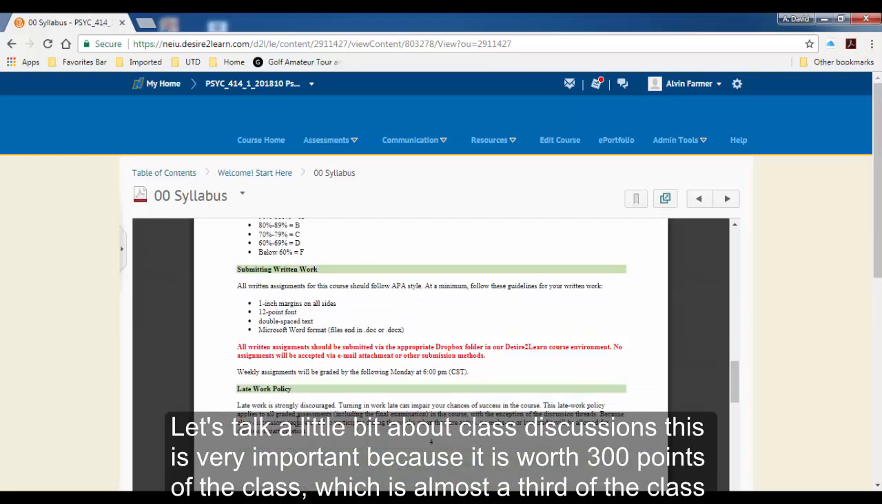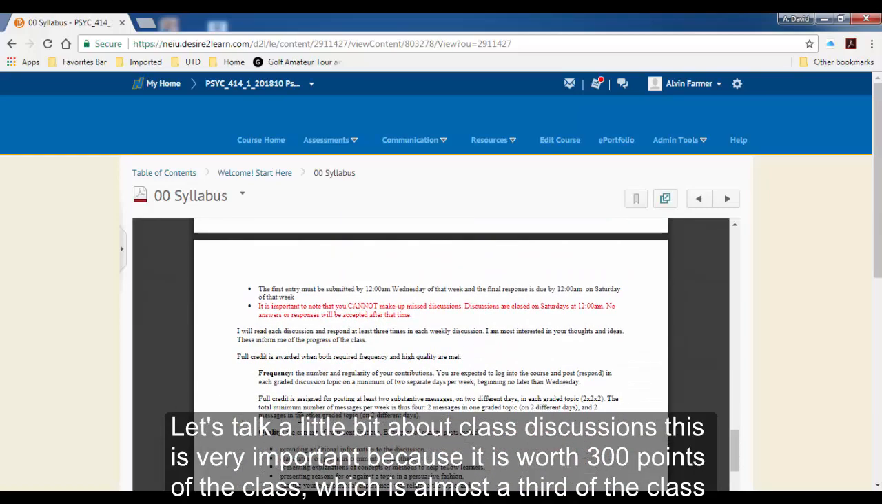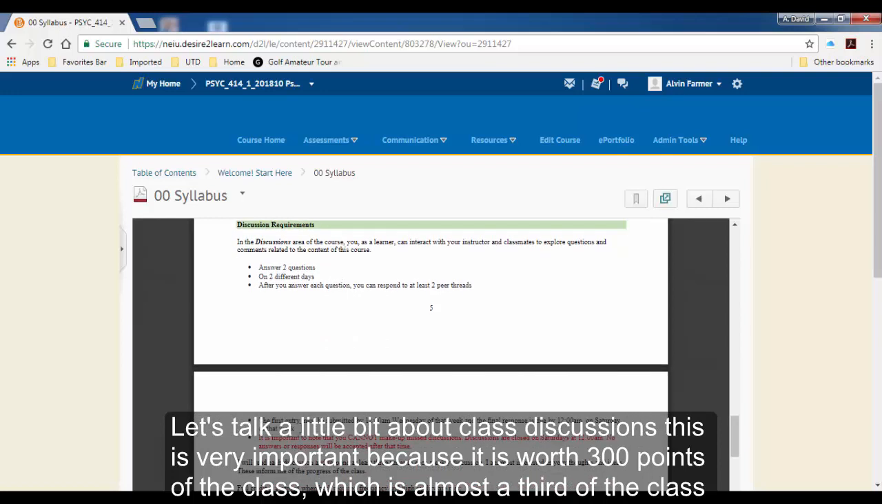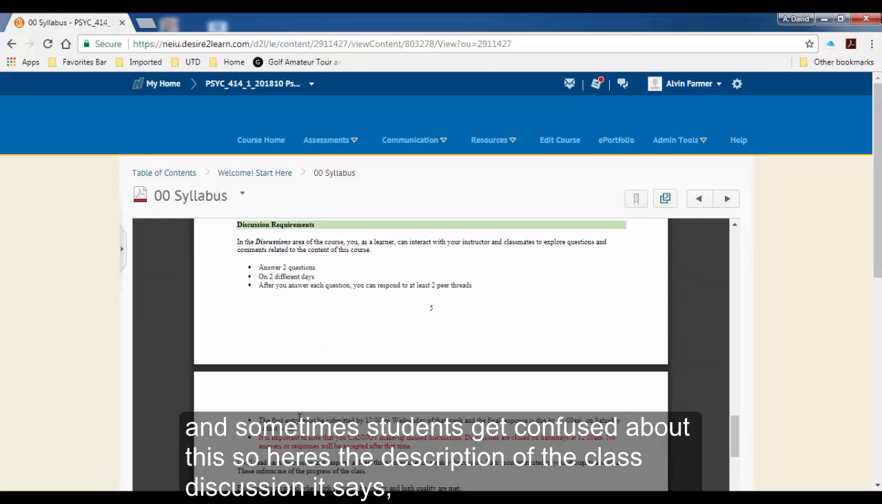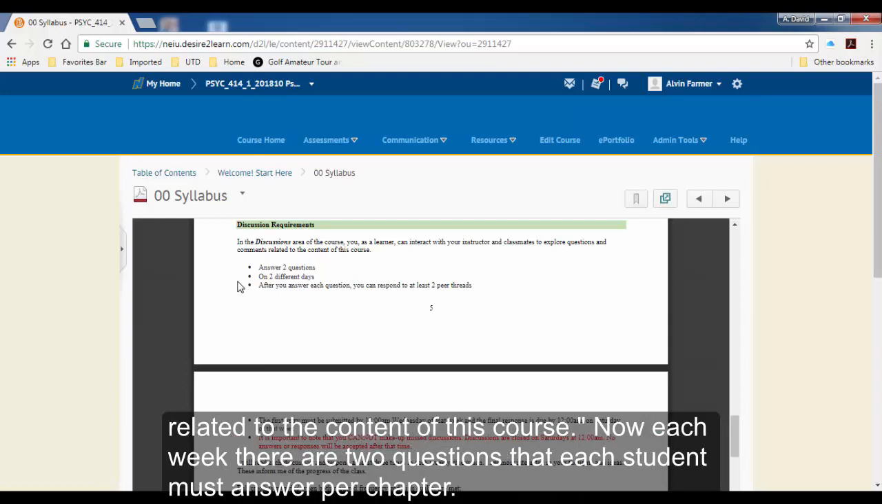Let's talk a little bit about the class discussions. This is very important because it's worth 300 points of the class, which is almost a third of the class. And sometimes students get confused about this. So here's the description of the class discussion. It says, in the discussions area of the course, you, as a learner, can interact with the instructor and classmates to explore questions and comments related to the content of this course.